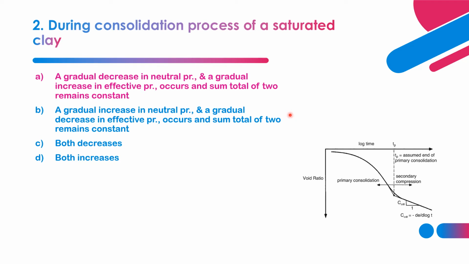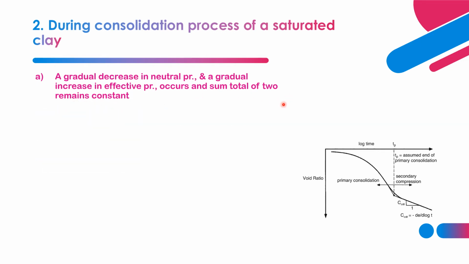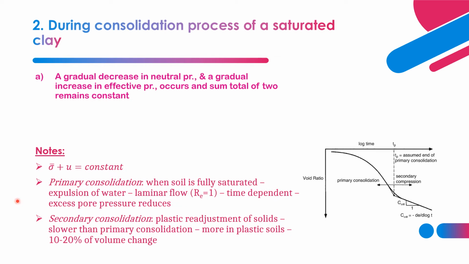So the correct option is option A. There will be a gradual decrease in neutral pressure, because during consolidation process, water gets expelled out. So there will be a decrease in neutral pressure, and correspondingly there will be increase in effective pressure, because it is consolidating, so that water, especially water in voids, gets expelled out. Therefore pore pressure decreases, thereby increasing the effective pressure. So in order to equalize it, sum total of the two, that is total stress, remains constant. Now let's see some more important points.